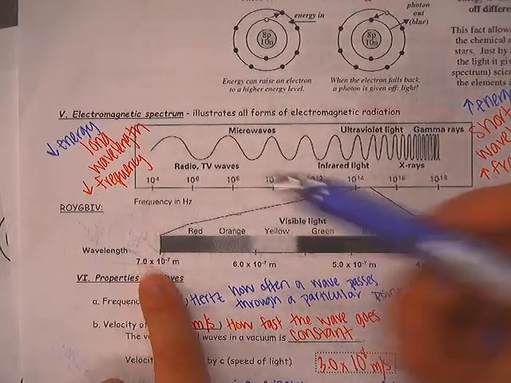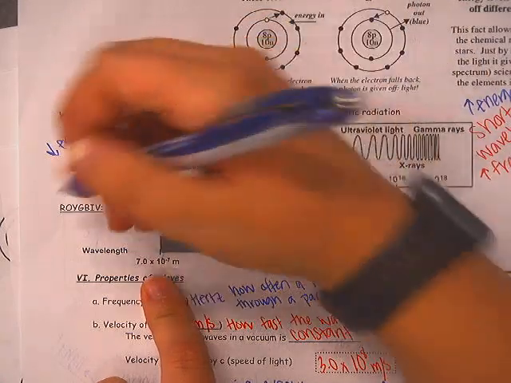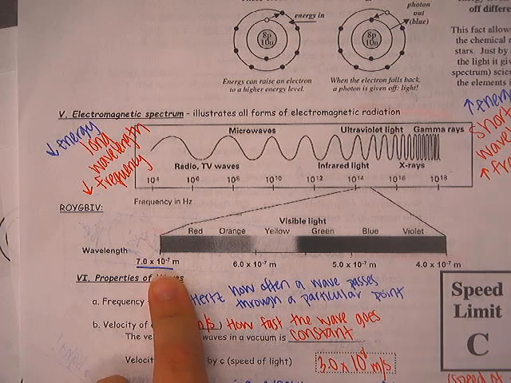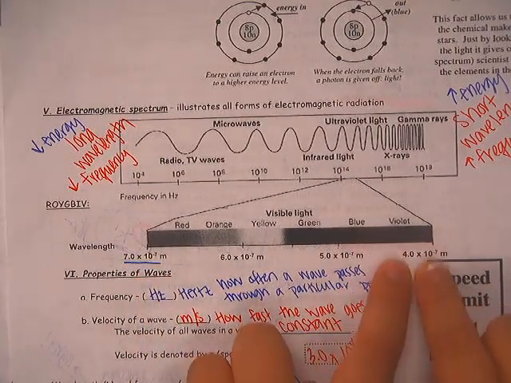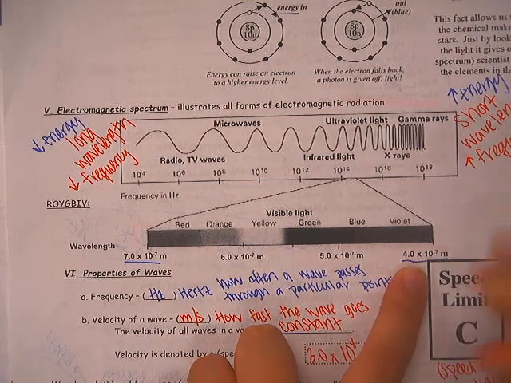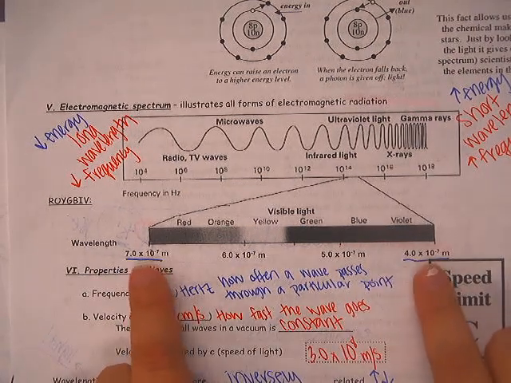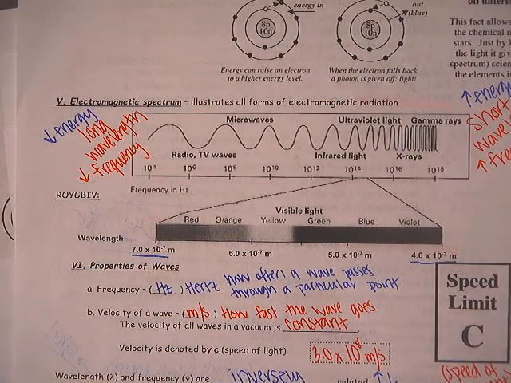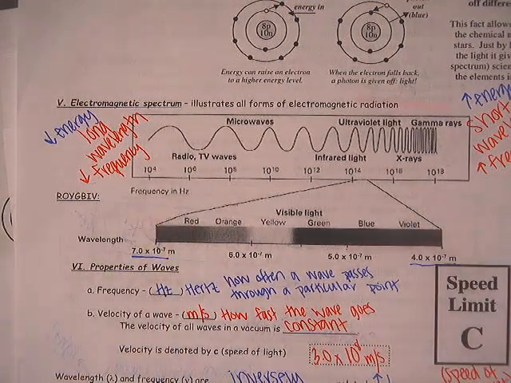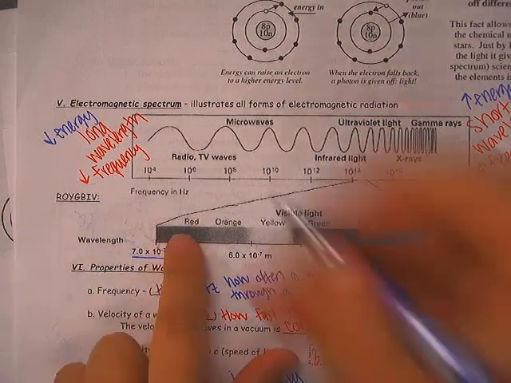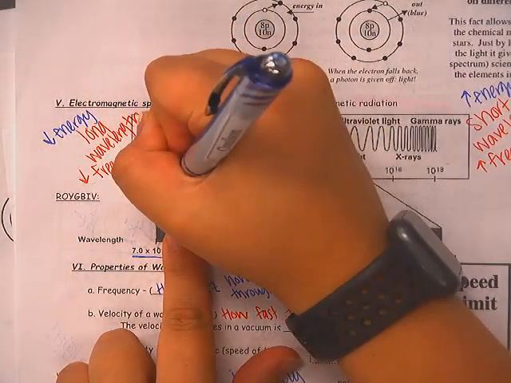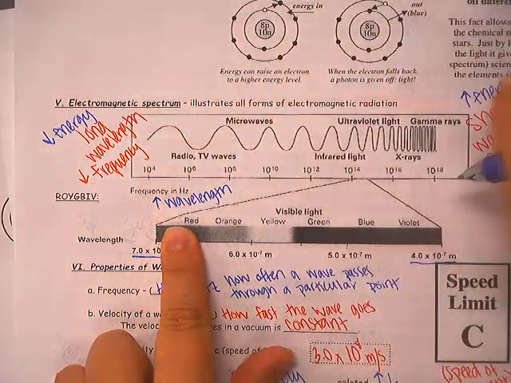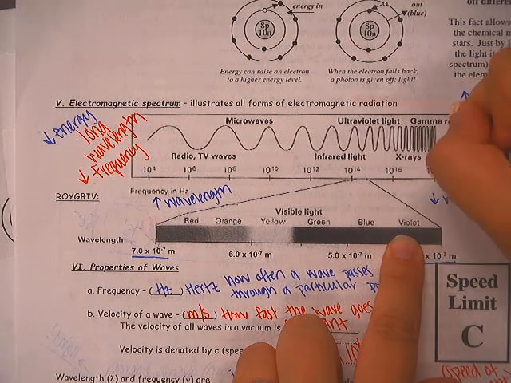So down here where I have red on the visible light spectrum, my wavelength is 7.0 times 10 to the negative 7th meters, and violet has a wavelength of 4.0 times 10 to the negative 7th meters. Looking at those numbers and comparing them, which one has a longer wavelength, red or violet? Red has a longer wavelength, so I'm going to do higher wavelength. This one's going to have lower wavelength.